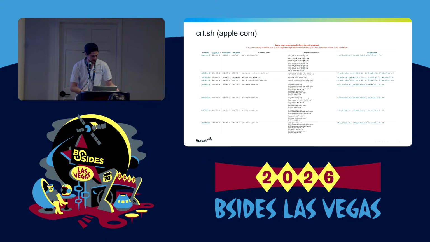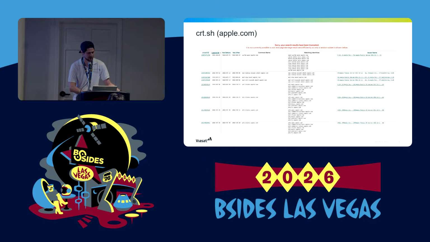There's an ID in the database, when it was logged, the not before and not after dates of the certificate, which should be pretty current, right? The common name, the SAN fields, who issued it, right? Which CA issued it. Apple is their own CA. They actually own a couple of CAs. So, this is their stuff.